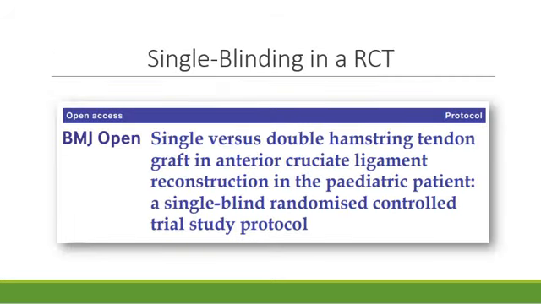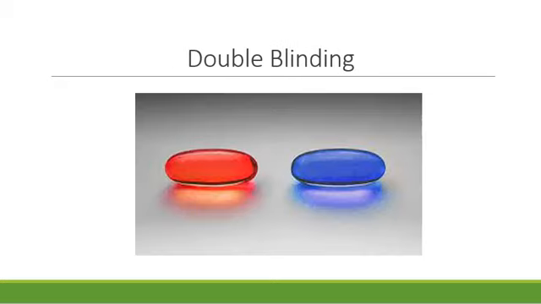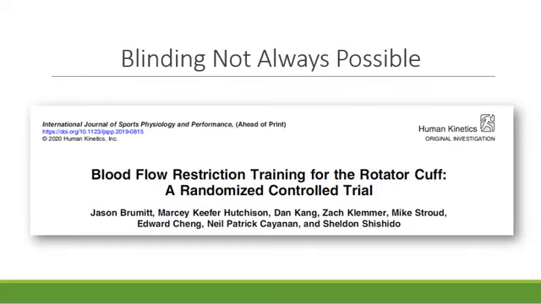Single versus double hamstring tendon graft in ACL reconstruction in the pediatric patient, a single-blind randomized controlled trial study protocol. Here, it would be very difficult. It would be impossible to blind the orthopedic surgeon as to which tendon graft was being used. Double blinding can be performed effectively with drug types of studies. Blinding then is not always possible.